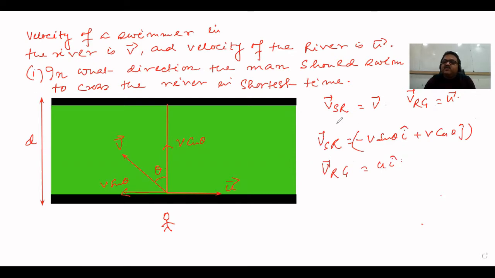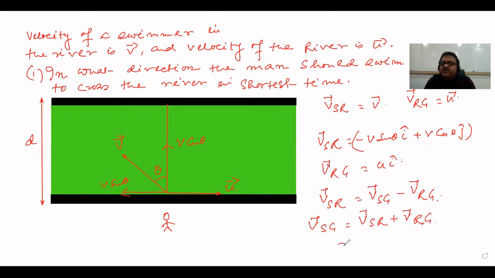Now, if I want to find the velocity of the man or swimmer with respect to the ground, I have to use this formula. Velocity of the swimmer with respect to the river is equal to velocity of the swimmer with respect to the ground minus velocity of the river with respect to the ground. That is, velocity of the swimmer with respect to the ground is equal to velocity of the swimmer with respect to the river plus velocity of the river with respect to the ground.